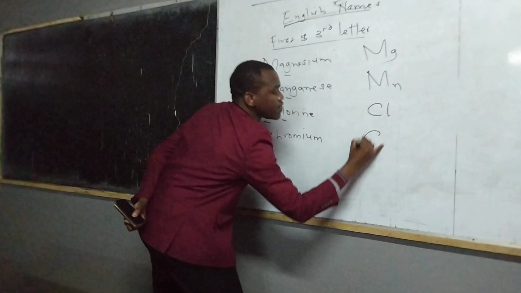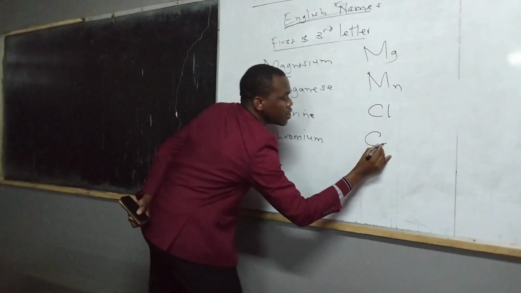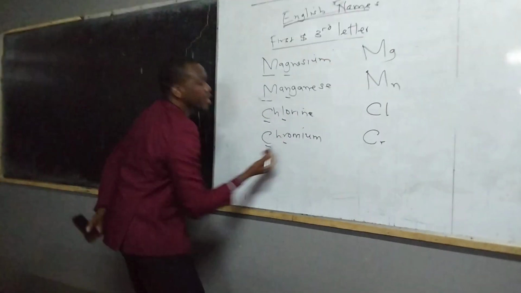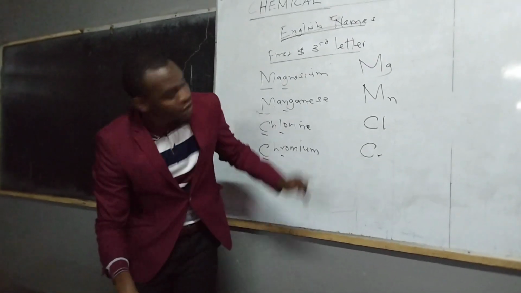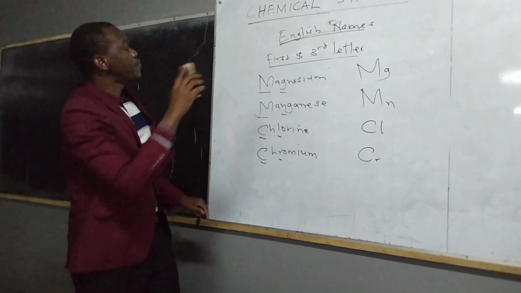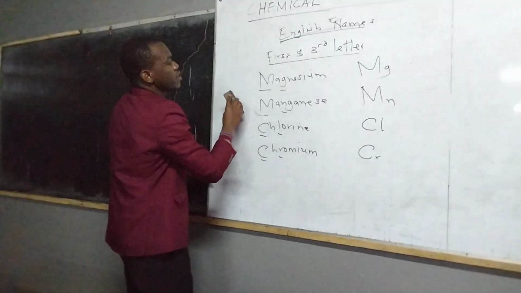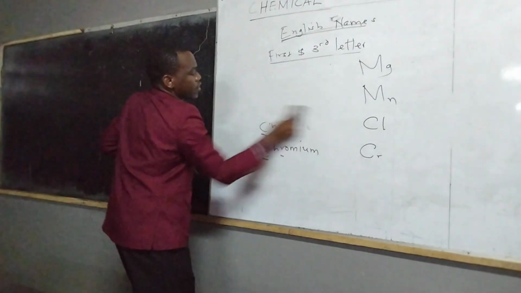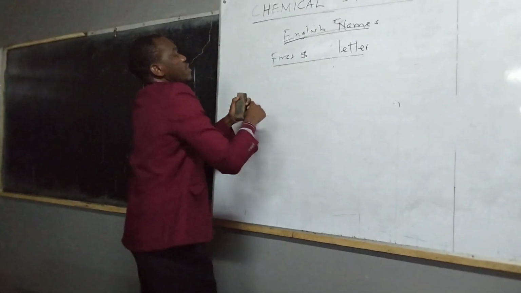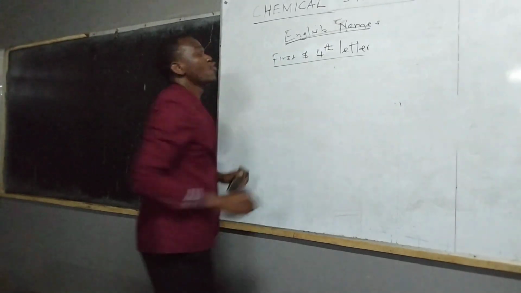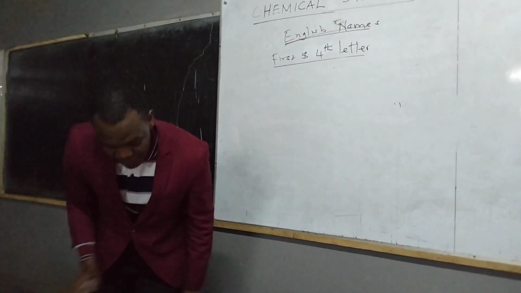Chromium, that is Cr. So you find that those are extracting the first and the third letter. Then I move on to the last bit, that is the first and the fourth letter of the English name.